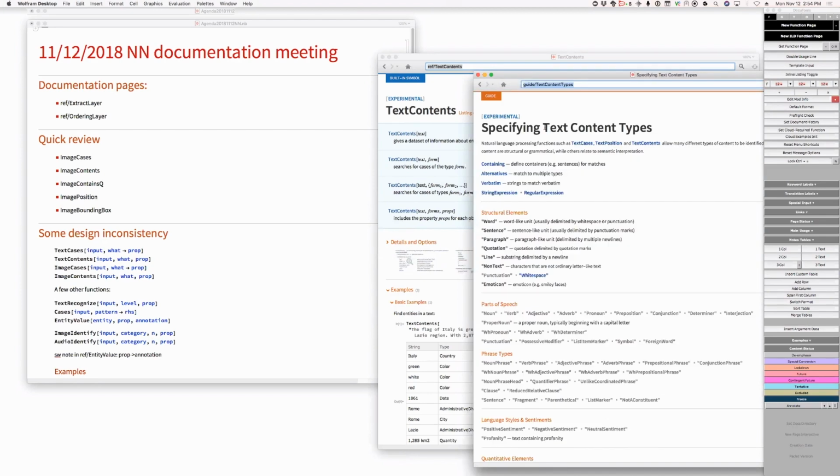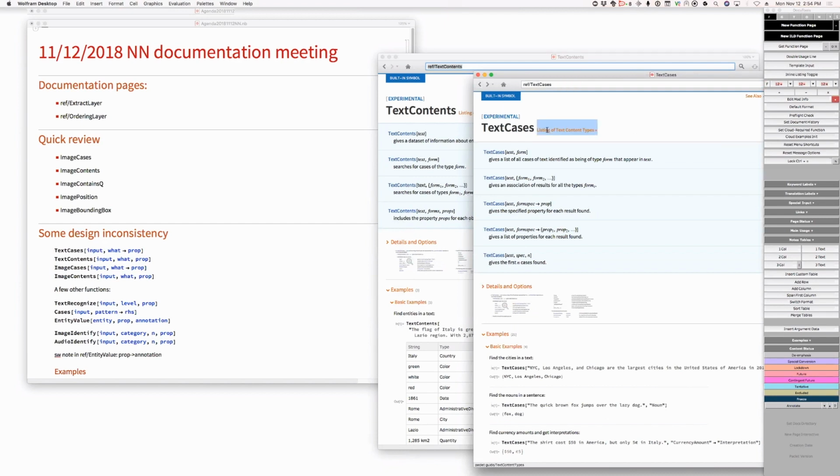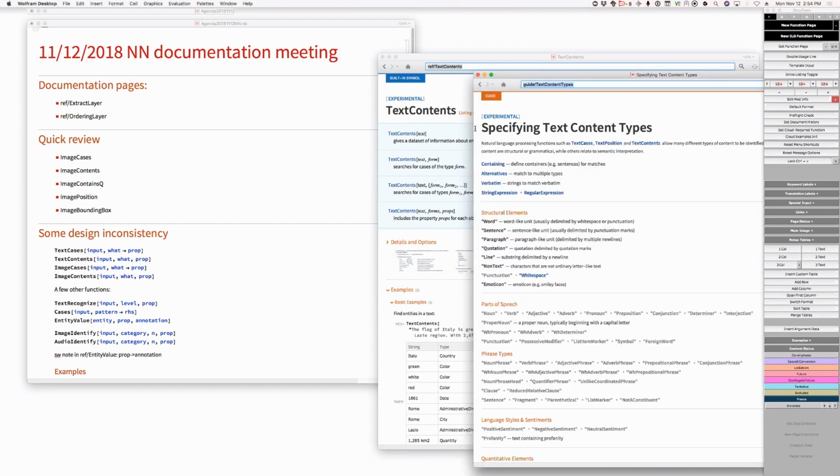By the way, if we're going to do that linkage there, listing of text content types, then this should be renamed text content types, that guide page. Okay. In fact, when in doubt, just do it yourself.